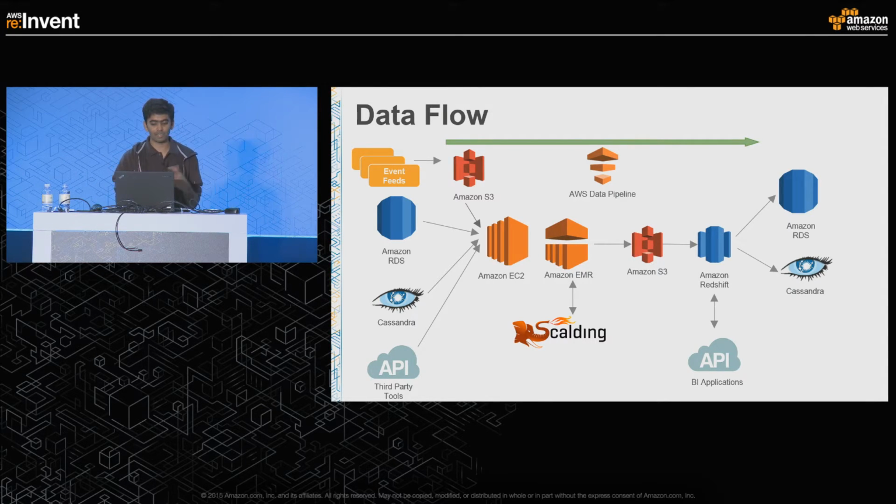We also further transform this data to build things like recommendation systems or analyze A/B tests that we have run. And this data is then pushed into RDS or Cassandra based on latency requirements. So we don't want to serve production traffic out of Redshift. So we load this data into Cassandra or RDS based on requirements there.